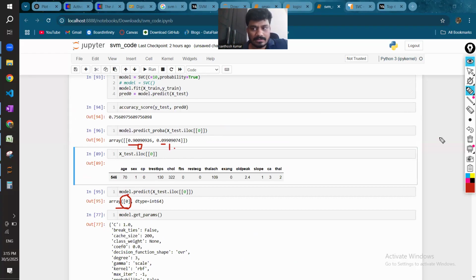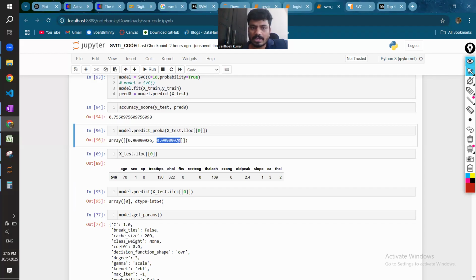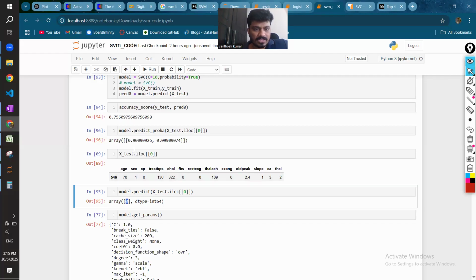Any questions? Similarly, we'll see one example where we get the output as 1. Then this value should be more, because this is the probability of 1. Only when this value is more, then the output will be 1. If this value is more, output will be 0.